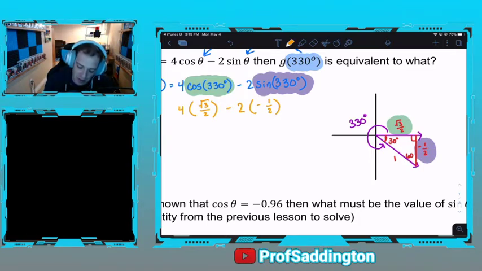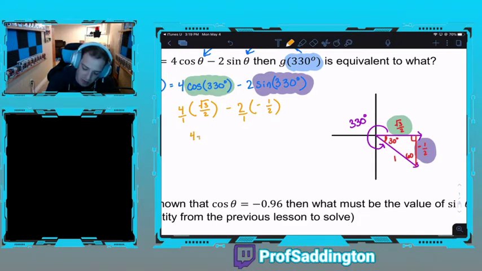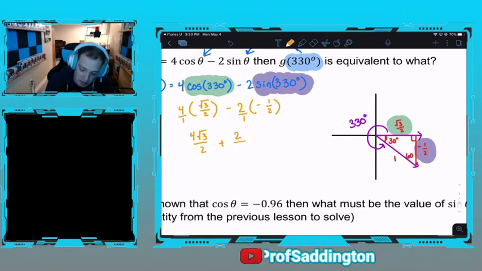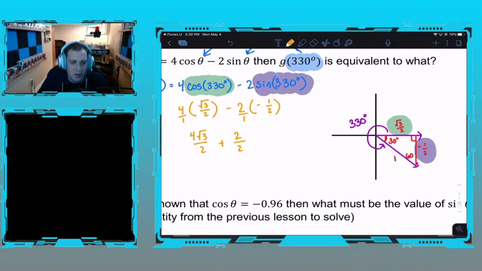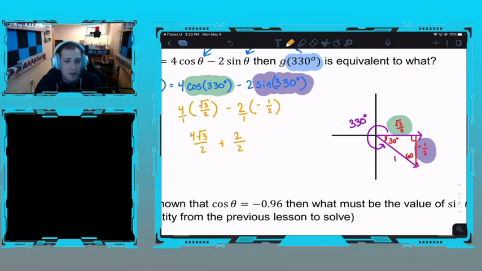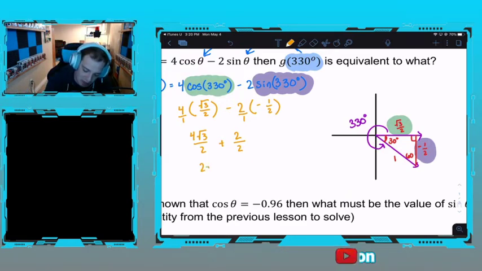So I'm just going to put this 4 over 1. I'm going to put this 2 over 1, and I'm just going to multiply straight across. So the first one would be 4 times radical 3 all over 2 minus, actually, this is a negative times a negative, so it would be a positive 2 times 1 over 1 times 2. And then we can reduce those. It would be 4 radical 3 over 2. We could divide both of those by 2. So it would be left with 2 radical 3 plus 2 divided by 2 is 1.